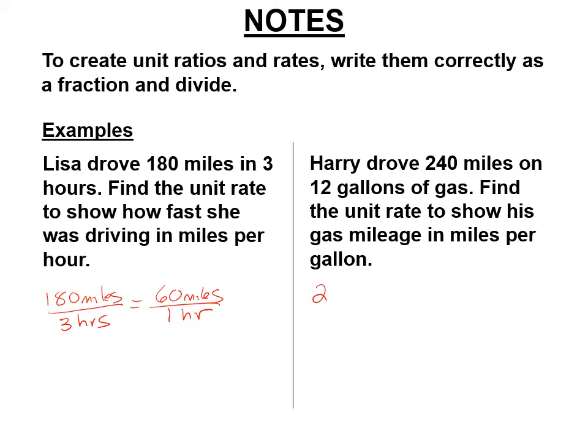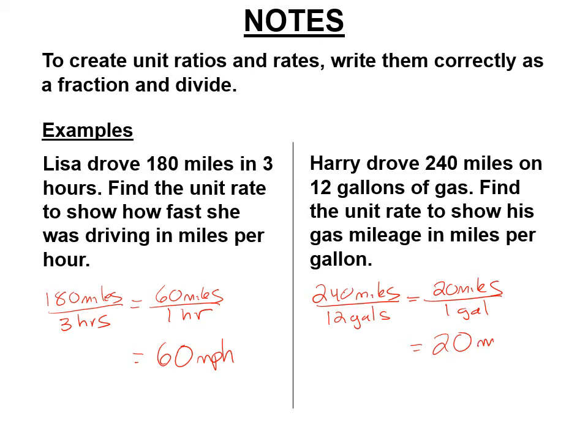She was driving 60 miles per hour. Harry drove 240 miles on 12 gallons of gas. Find the unit rate to show his gas mileage in miles per gallon. So 12 goes into 24 twice, so this is 20 miles per 1 gallon. And out in the real world, you write 60 miles in 1 hour as 60 mph. In the real world, you write 20 miles per gallon as 20 mpg. Per is this division here, okay?